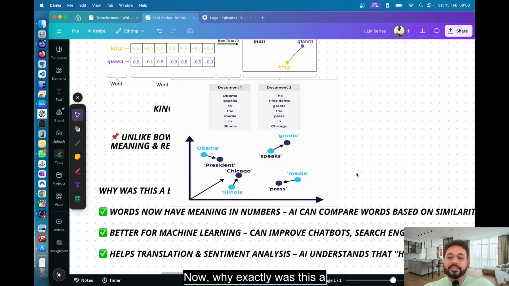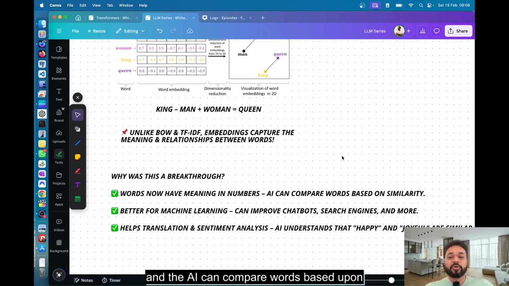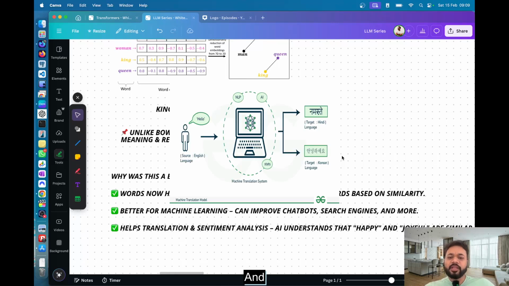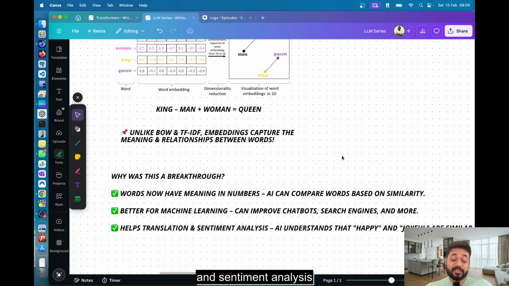Now, why exactly was this a breakthrough? Because the words now have meanings in the numbers, and the AI can compare words based upon the similarities, right? And this was better for machine learning tasks as well, where chatbots and search engines can get a better representation and a better contextual understanding of the words they are using, right? Similarly, it can also help in machine translation and sentiment analysis, where the AI can understand that happy and joyful are similar words, rather than something like happy and car or happy and chair, right?